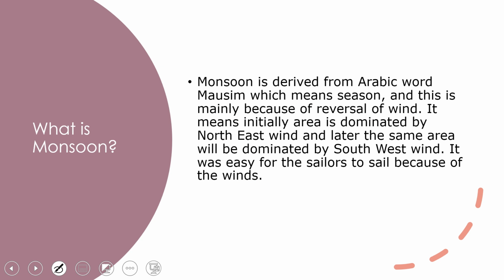So, what do you understand by monsoon? From where did this term come? This term has been derived from an Arabic word, Mausim, which means season. And after this monsoon series, we will take up a season series. Thus, you can understand how the monsoon is related with the term season.